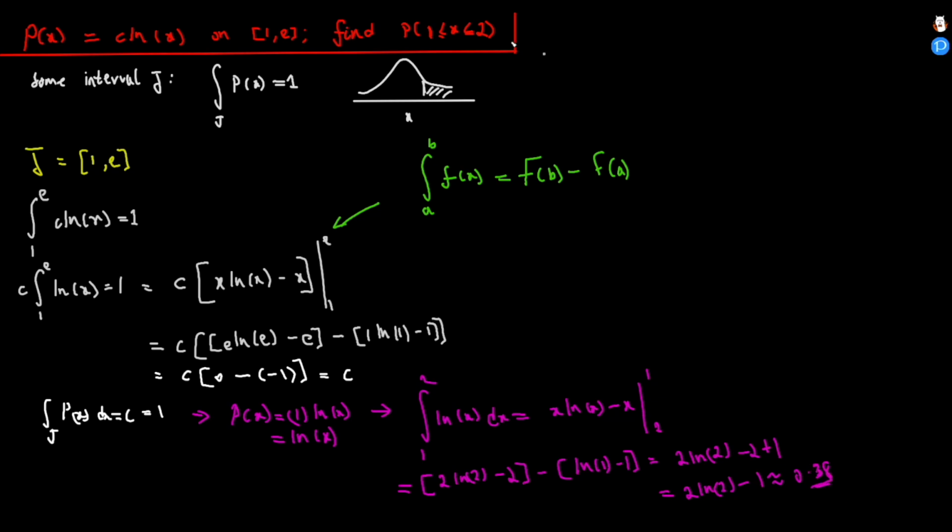So this is the probability that x takes a value between 1 and 2. Just write that out: the probability that x is less than or equal to 2 and greater than or equal to 1 is this.